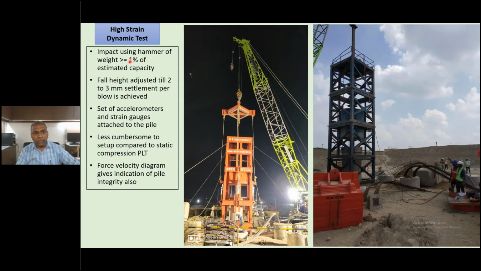Impact is done using a hammer of weight about 1% or greater of the estimated capacity, and we adjust the fall height such that we get 2 to 3 mm settlement per blow. Readings are taken using an accelerometer, and we also attach strain gauges to the pile. The setup is less cumbersome, and a force velocity diagram is obtained, which gives you an indication of the pile load as well as pile integrity.